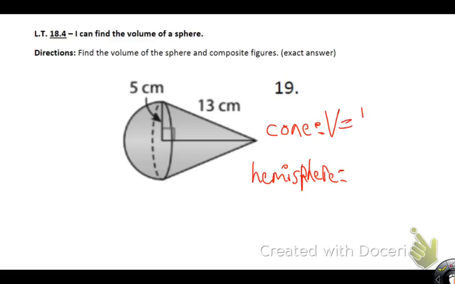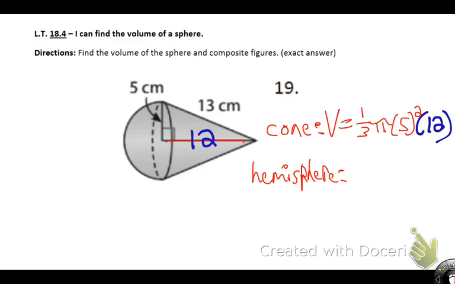All right, the cone's volume equals 1/3 pi r squared times h. The radius looks like 5. On this one they did not give us the height, so you have to do the Pythagorean theorem again. I'm going to tell you that it's 12. When you do the Pythagorean theorem, you get 12, or you remember a really common Pythagorean triple, 5, 12, 13. So this is 12 for the height.